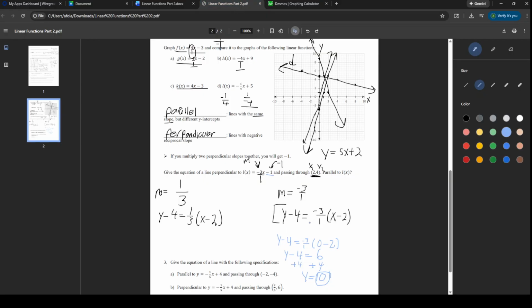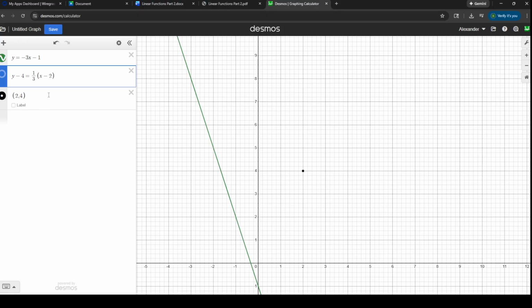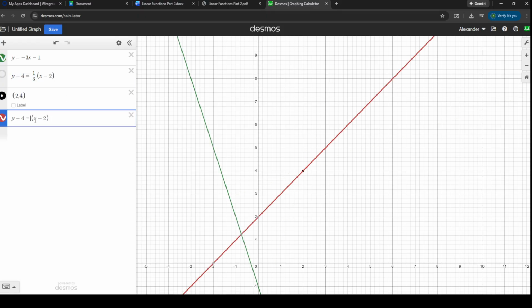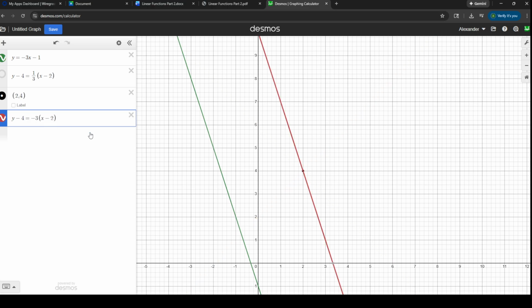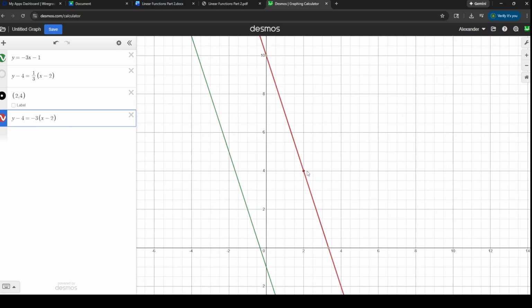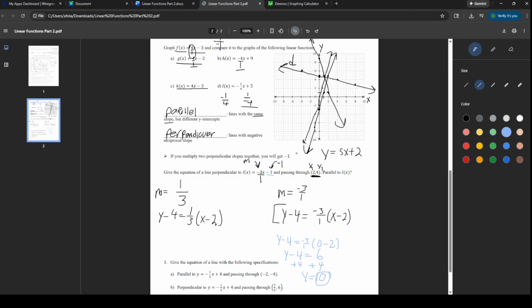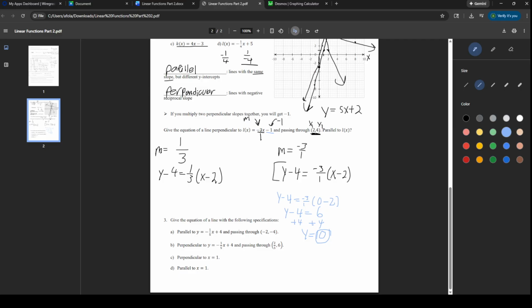Now let's check the parallel line. y minus 4 equals -3/1 times x minus 2. It's actually a little bit of a shortcut here. All right, so this line goes through the point, and it's parallel to our original line. So we are good on both of those. This homework problem number 3 will be part of your homework, so I won't do those this time.